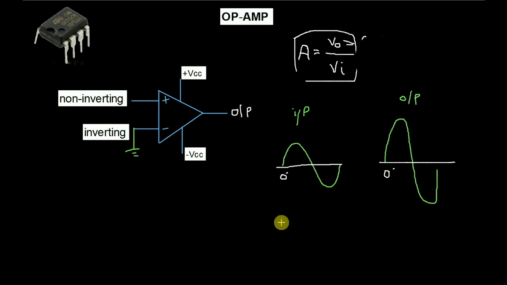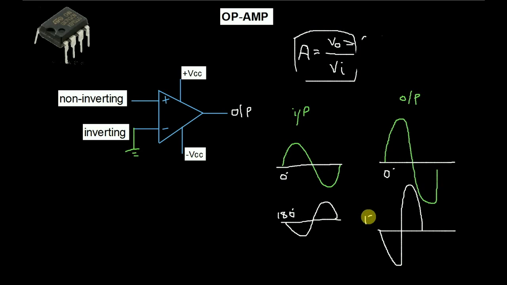If you consider that the input signal has started from 180 degree, that means the output signal will also start from 180 degree, but it will be amplified. So it has amplified and it has started from 180 degree. So the output signal will not invert at the non-inverting input. Okay.